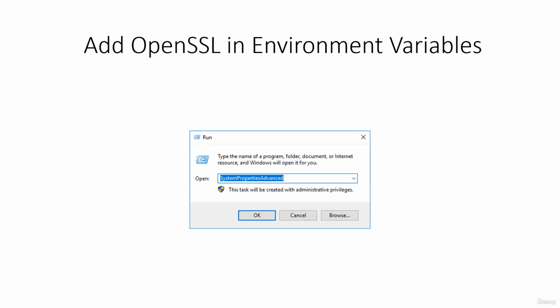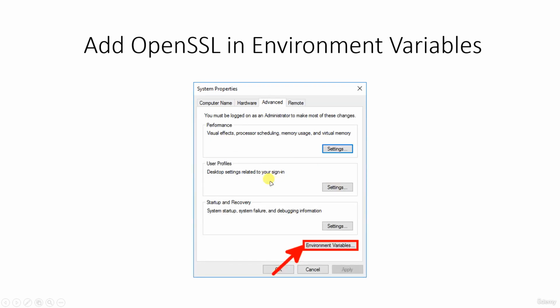Then what you have to do is add OpenSSL to our environment variable. Go to your Windows machine, search for Run, and after opening Run, it will look similar to this. Simply type system properties advanced, and it will open up System Properties. By default, it will show the computer name tab, so go to the Advanced tab.